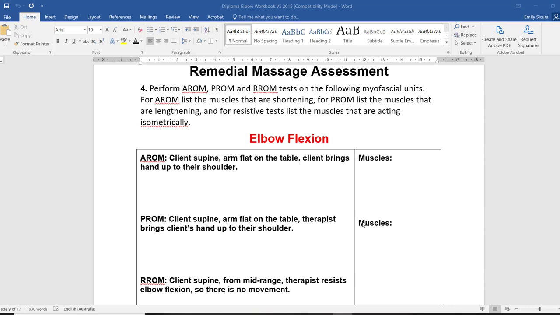Passively, the client is supine with their arm flat on the table and the therapist brings the client's hand up to their shoulder. Resistive, the client is supine and from mid-range the therapist will resist elbow flexion so there is no movement. Now remember, the muscles involved with active range of movement and resistive range of movement are going to be the same.